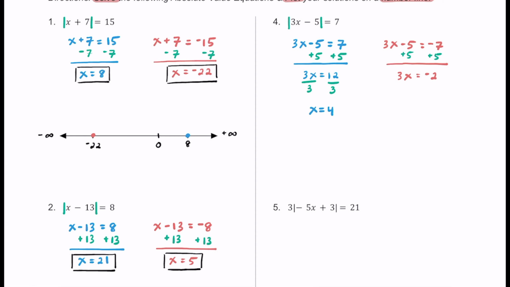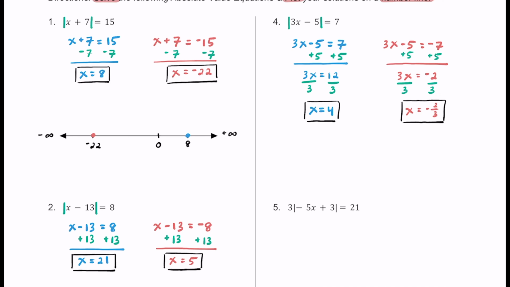That's negative 7 plus 5. Then to get x completely alone, we can go ahead and divide both sides by 3. So in this case, our solution is going to be x is equal to negative 2/3, right? So just a negative fraction. So one solution is x is equal to 4. And our second solution here is x is equal to negative 2/3.